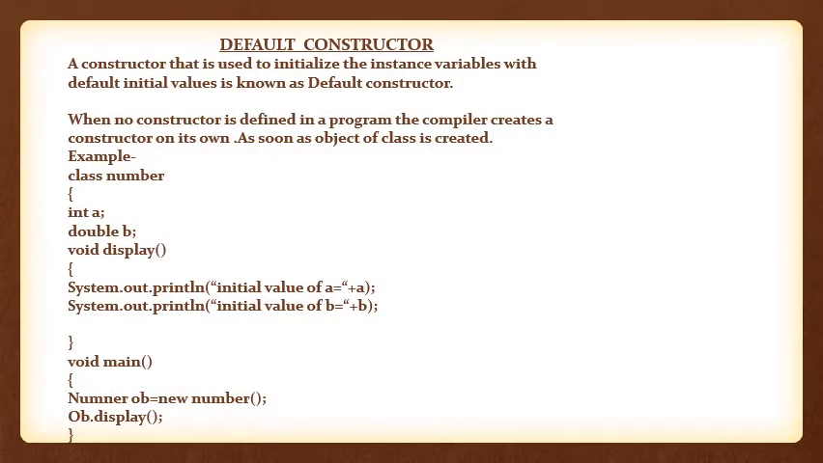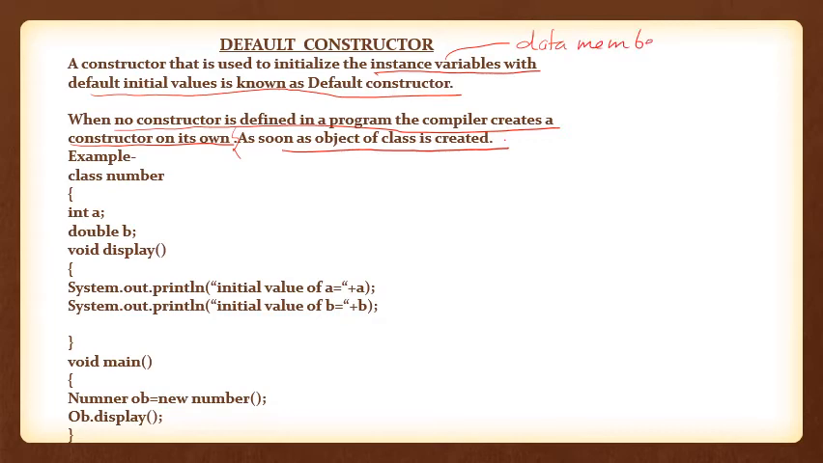A default constructor: a constructor that is used to initialize the instance variables, meaning data members, with the default initial value is known as a default constructor. When no constructor is defined in the program, the compiler creates a constructor on its own as soon as the object of a class is created. So when does the compiler create a constructor? When we create an object. So here is what: a constructor that is used to initialize the instance variables, meaning the data members.